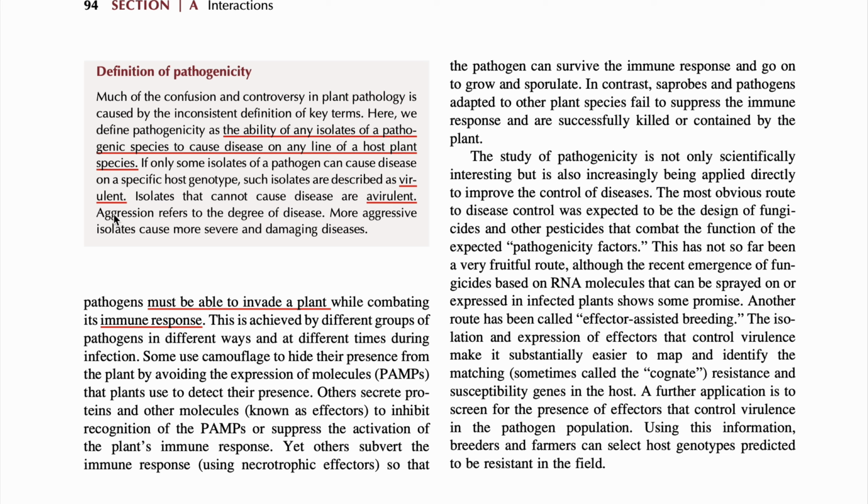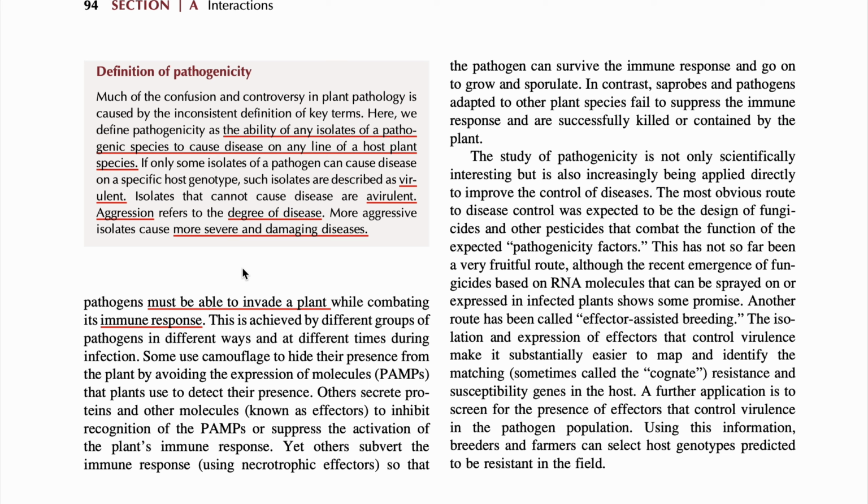One more term we will see here is aggression. What is it? Aggression refers to the degree of disease. More aggressive isolates cause more severe and damaging disease. What are the terms that we saw here? First is pathogenicity. We have already discussed it: the ability of a pathogenic species to cause disease. Next, there were virulent and avirulent. The pathogens that can cause disease are virulent, and those that cannot cause disease are avirulent. Now, what is aggression? The degree of disease.